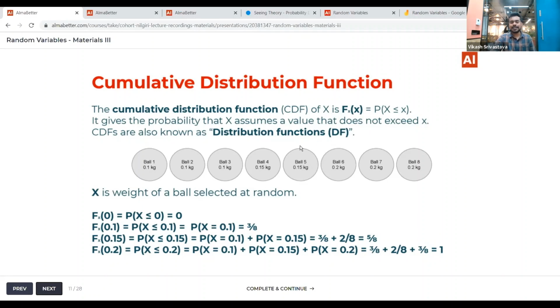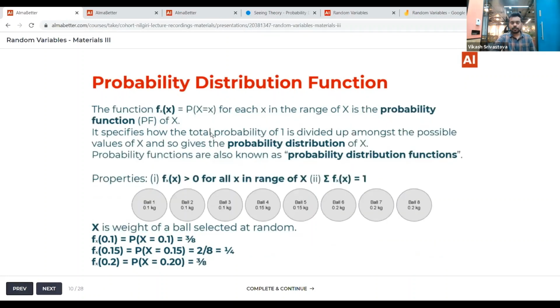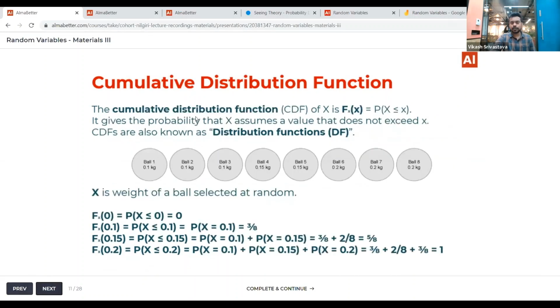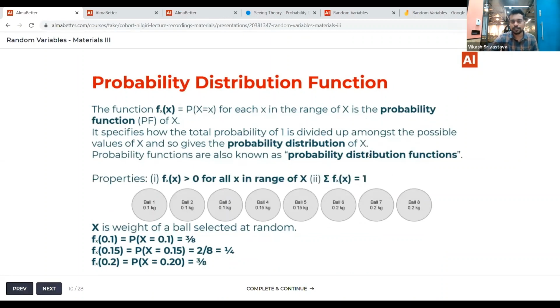So CDFs are also known as distribution functions, or DFs. Probability distribution functions are also called probability distribution or probability functions. In fact, CDFs are called distribution functions or DF. A bit of confusing terminology, but I think you guys will be able to comprehend this, right? So you can simply call this the probability distribution of x, or simply the probability function.